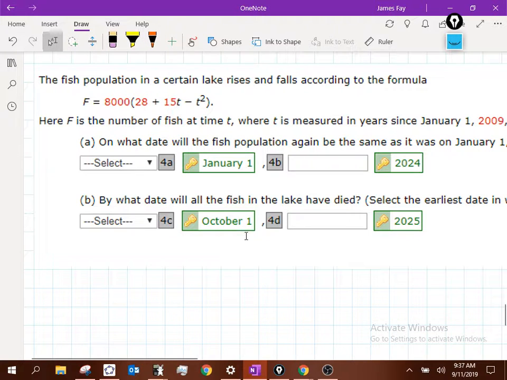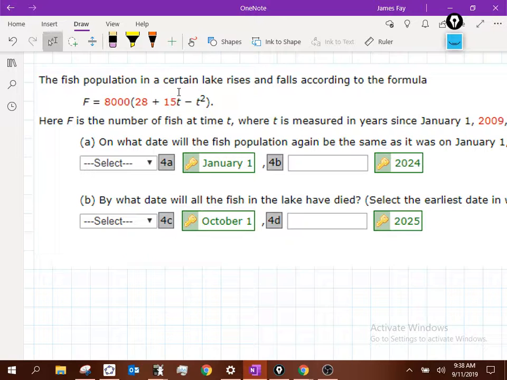But it says the fish population in a certain lake rises and falls according to the formula F equals 8,000 times the quantity 28 plus 15t minus t squared, okay? So that's, like, biologists really do this type of stuff. They go through and they do catch and release tagging multiple times and recording data, and they can use that data then to generate a formula that demonstrates an expected population inside those environments. Does that make sense? Okay. So that formula isn't just hogwash, somebody made it up. There's logic behind creating that.